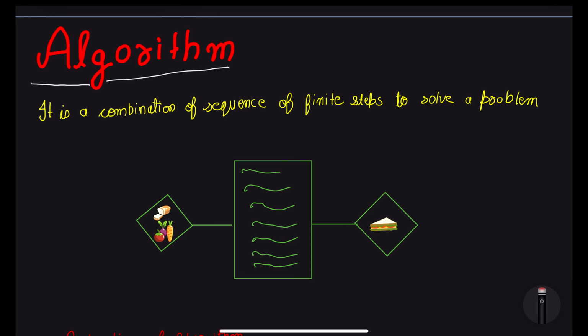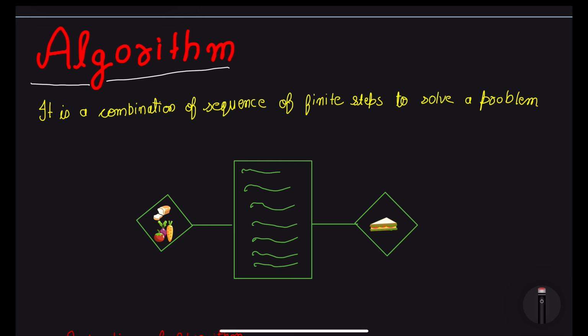Now let's begin the very first topic of our course, that is algorithm. It is a combination of a sequence of finite steps to solve a problem. To better understand, let's take a real world example. If you want to cook a dish, then we can get the recipe from the recipe book and we will follow the steps in the book and we can cook a dish easily.